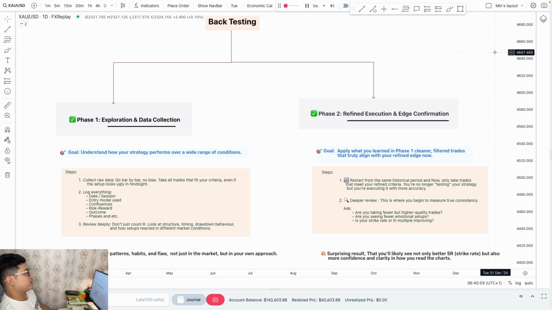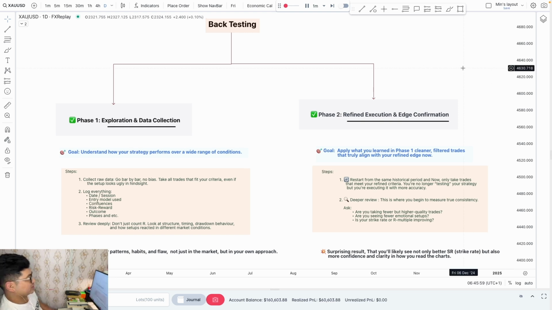The more experience you gain, the more extra edge you'll have, and the way you view the market will be a little different from your mentor's approach. So backtesting is really crucial.